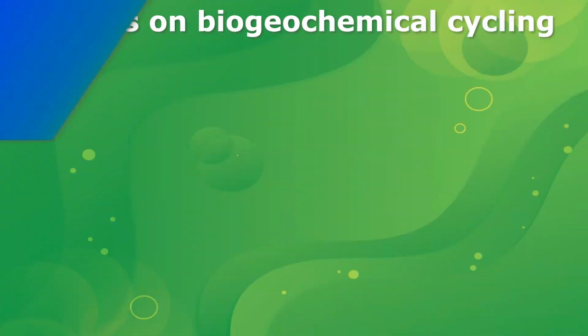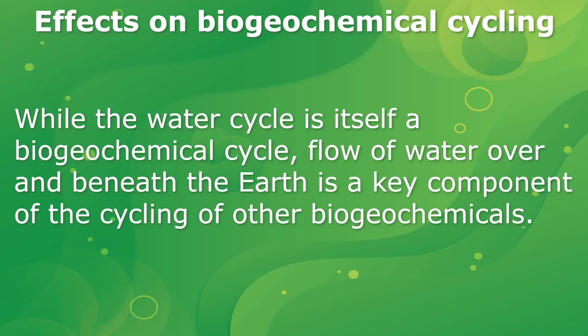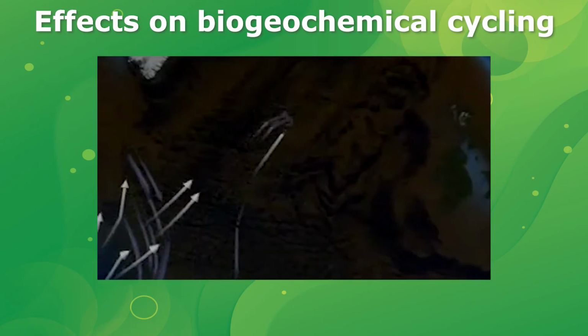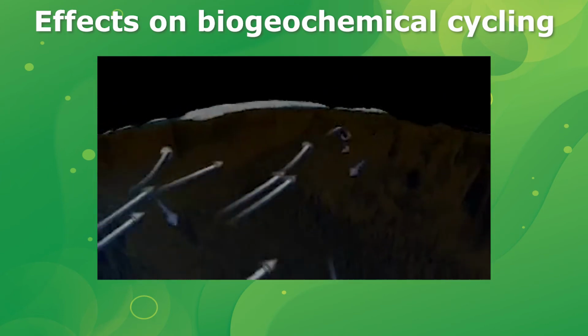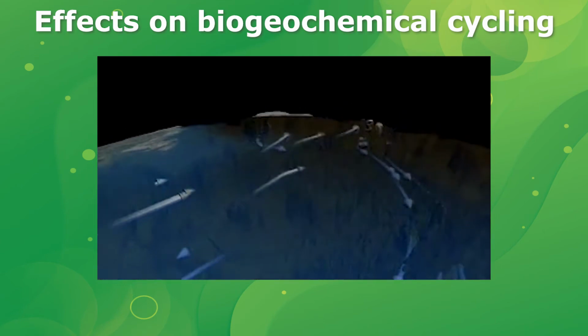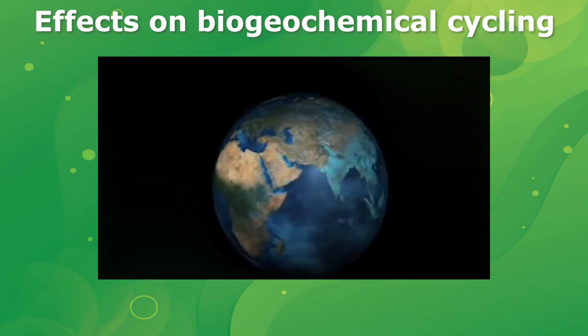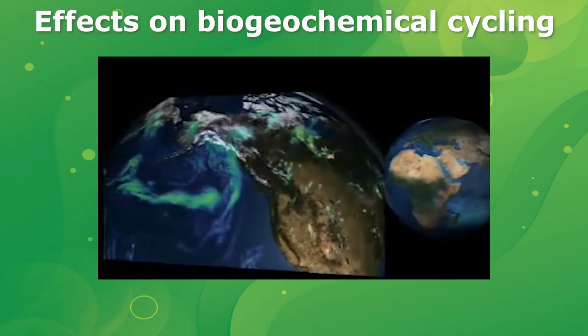So now, let's discuss the effects of the water cycle on other biogeochemical cycles and on climate. Effects on biogeochemical cycling. While the water cycle is itself a biogeochemical cycle, the flow of water over and beneath the earth is a key component of the cycling of other biogeochemicals. Runoff is responsible for almost all the transport of eroded sediments and phosphorus from land to water bodies. The salinity of oceans is derived from erosion and transport of dissolved salts from the land.